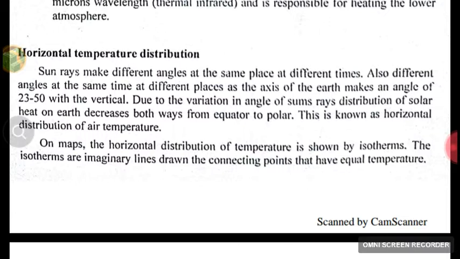Also the sun rays make different angles at the same time at different places, means for the same time, for the morning 7 a.m., the angle of sun rays is different in Andhra Pradesh and different in Arunachal Pradesh. This is because the axis of Earth makes an angle of 23.5 degrees with the vertical. Due to the variation in the angles of sun rays, distribution of solar heat on the Earth decreases from equator to pole. When we move from equator to pole, the temperature decreases. This is known as horizontal distribution of air temperature.